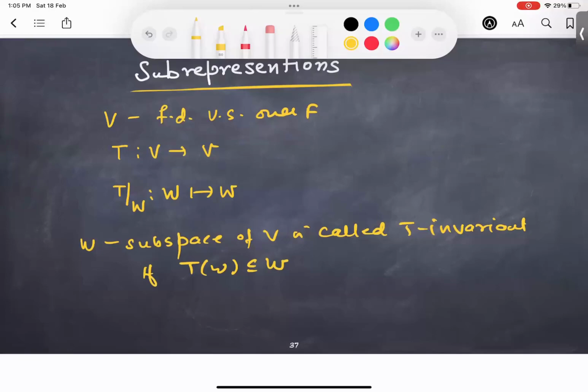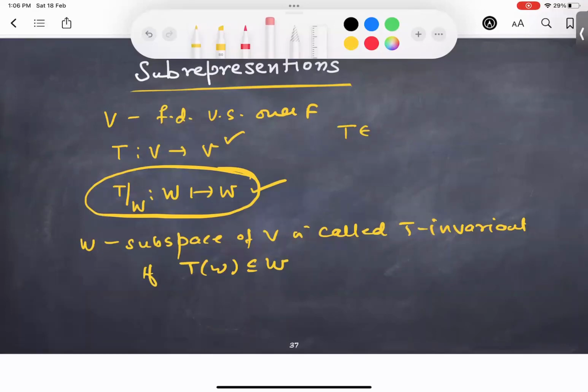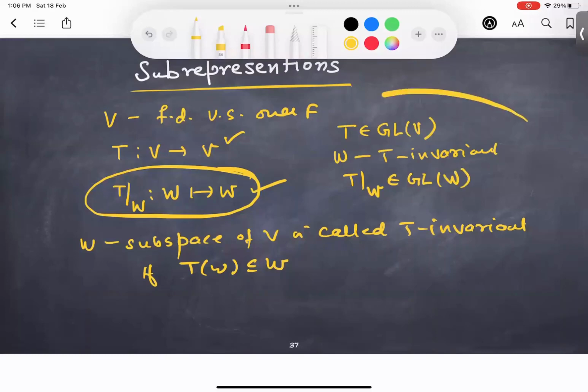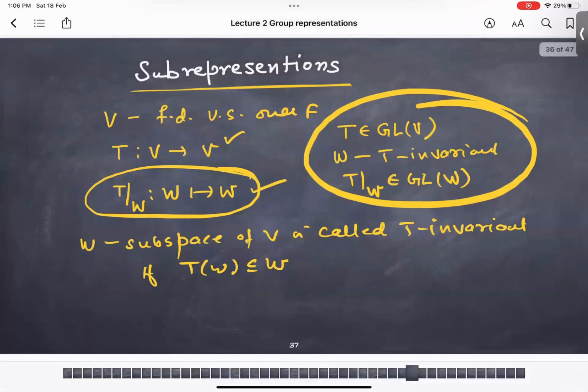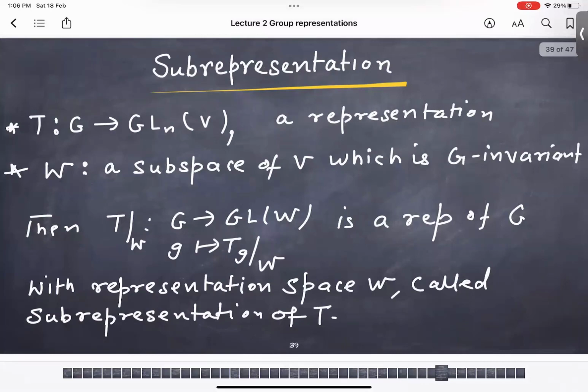So if I have a T invariant subspace, then by restricting to W, I'll get a linear transformation from W to W. And of course, if T is 1-1, this will stay 1-1. And since I'm taking finite dimensional spaces, if it is 1-1, it will also be onto because I have the same dimension. So if I take T in GL(V), and W is T invariant and I restrict T to W, it will be a 1-1 onto linear transformation from W to W. So that is the next notion I am going to define, sub-representation.